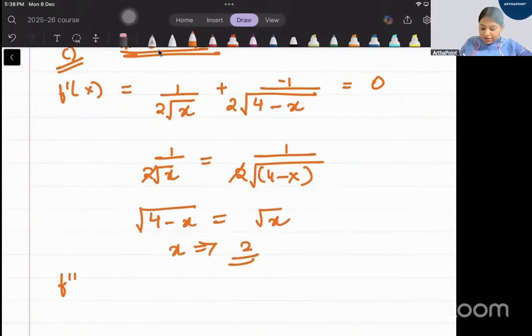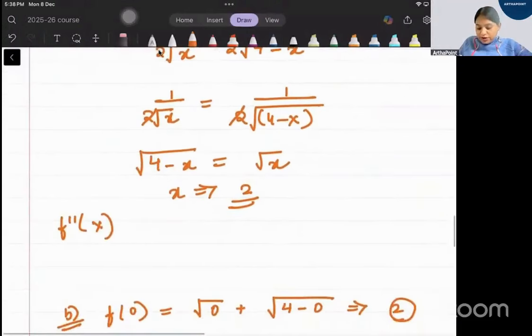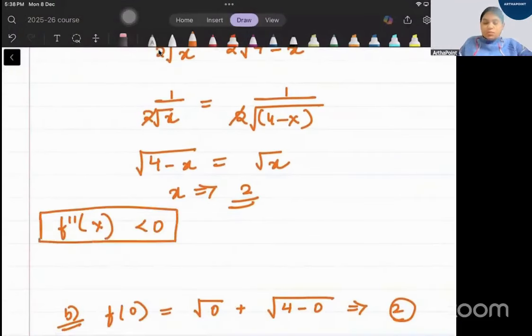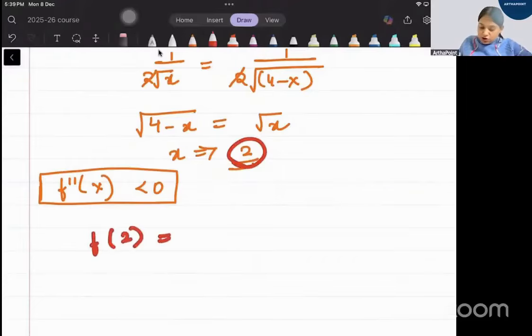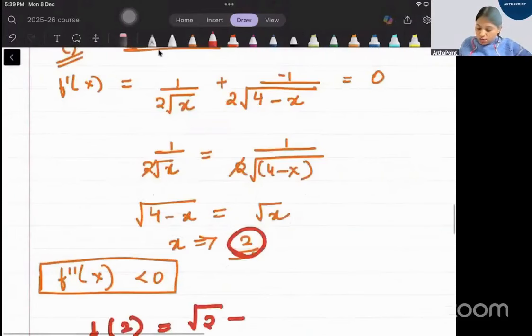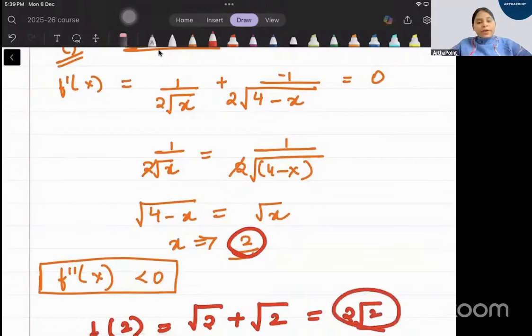So when you double differentiate the function, I'm leaving it to you, you will find out that this is less than 0. Because it's a root function, so I know. Any root function, when you plot it, will come out like this, right? So we know how the root functions will look. So therefore, I know that it will be less than 0. Now, you find out the value of the function at 2. So when I find the value of the function, I will get root 2 plus root 2. That means 2 root 2. Right? 2 root 2. That means the function is attaining its maxima at 2 root 2.